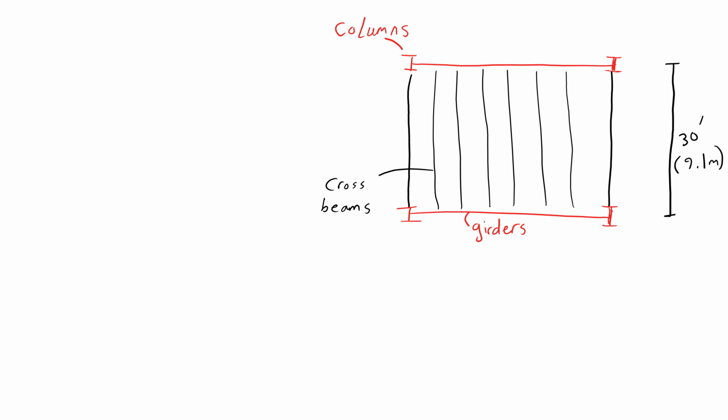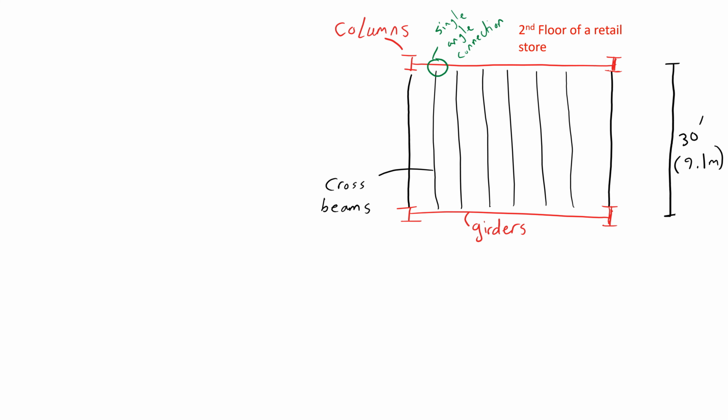The cross beams have a span of 30 feet. This flooring system is located on the second floor of a retail store. The cross beams are connected to the girders using a single angle connection. The single angle connection is a connection that is assumed to not carry any bending moment.